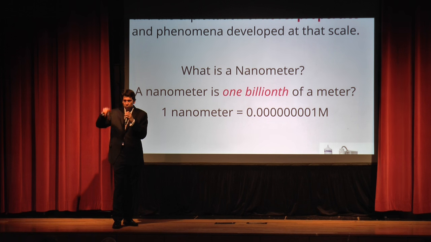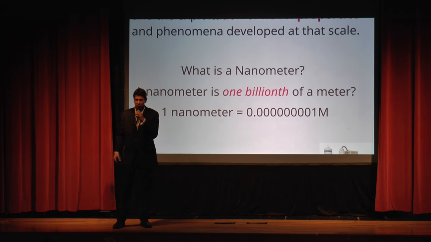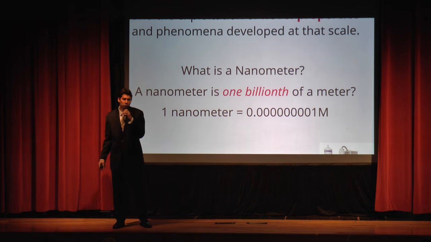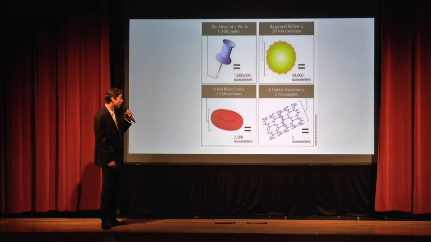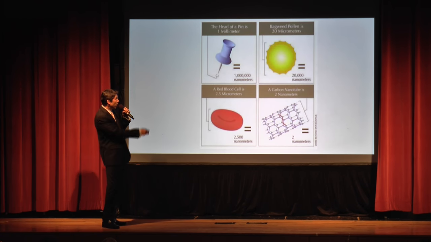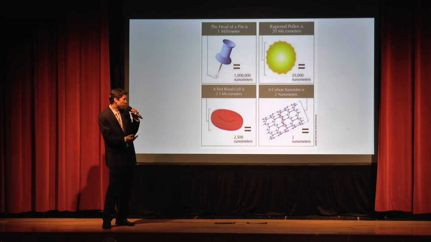The wavelength of visible light, if you were to look at light traveling in waves, the distance from the start to end of one wavelength, which we can't even see, is 400 to 700 nanometers. These students are working with materials that are smaller than that, 100 nanometers and less, which is pretty amazing. So some examples: the head of a pin is 1,000,000 nanometers. Ragweed pollen, 20,000 nanometers. A red blood cell, maybe 2,500 nanometers. And then something we call carbon nanotubes, only 2 nanometers.